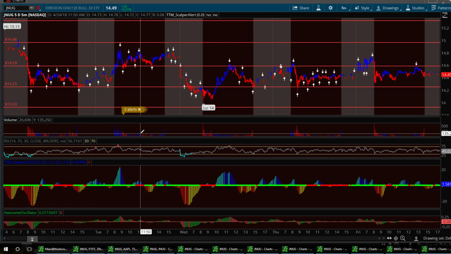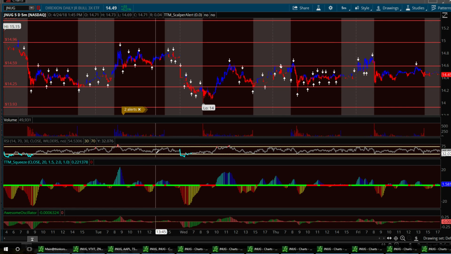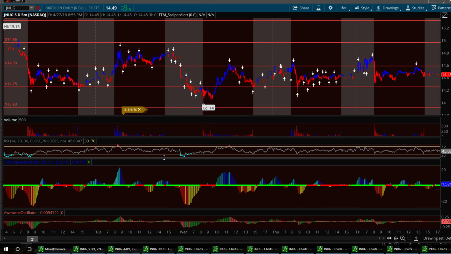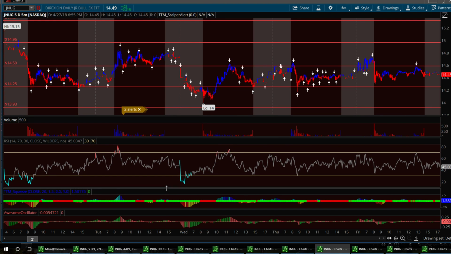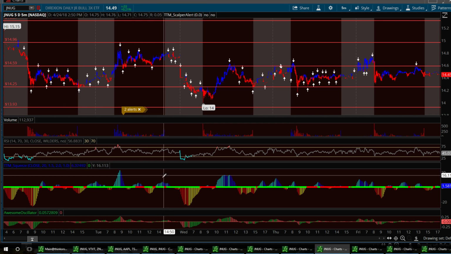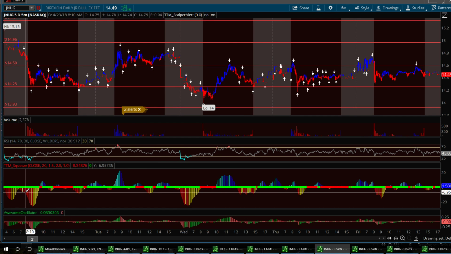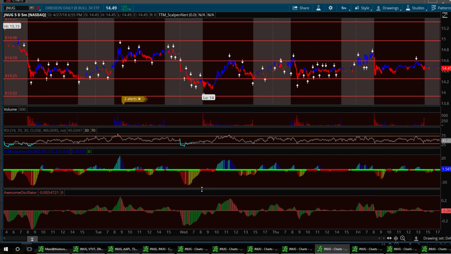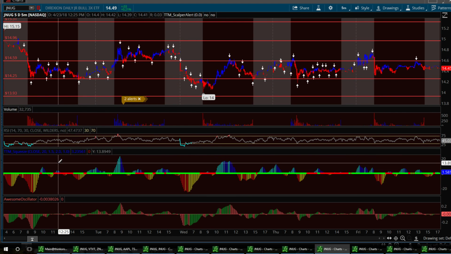Also have the volume bar. I have the RSI set up, which is another indicator that I use on the TTM trend. And I have the TTM Squeeze set up right here, and I use the awesome oscillator down below it. So, the TTM Squeeze.